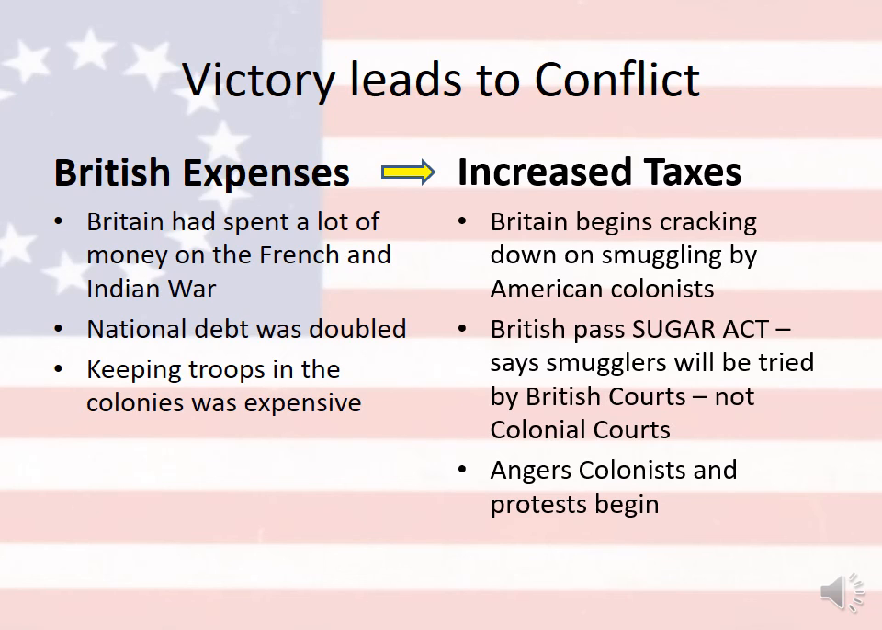The British began cracking down on smuggling by the colonists. Remember the Navigation Acts? That's what they started cracking down on. They also passed what was called the Sugar Act, and it says that smugglers will be tried by British courts, not colonial courts. And this angered colonists, and they began to protest this. So an act is kind of like a law, but also we'll get into some of those taxes a little bit later on.